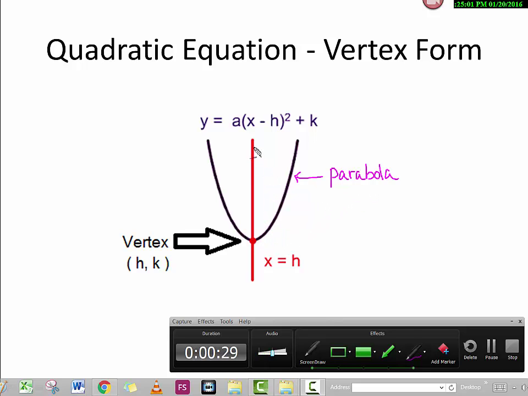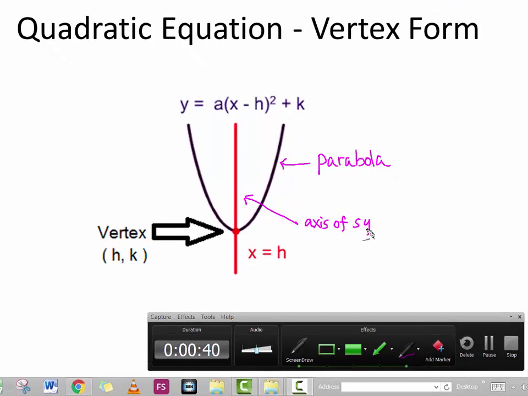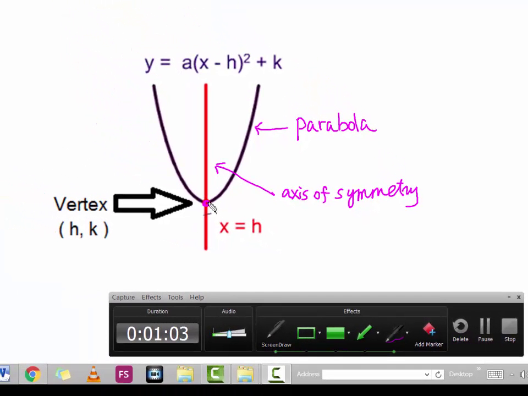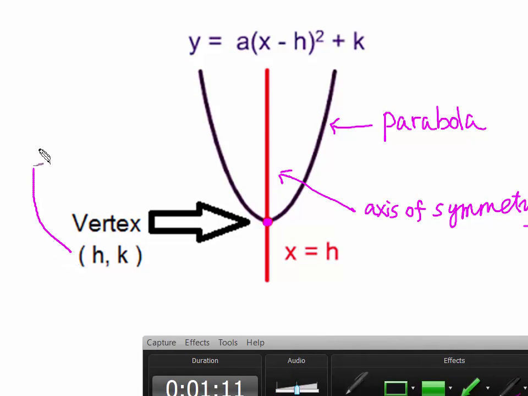The next thing is this line. We call this line the axis of symmetry. The reason we call it symmetry is because it basically cuts the parabola in half, and say if this is a mirror, you can actually overlap one side on the other when you fold it. And of course, this point is a very important point, we call it a vertex. And the coordinate actually comes from the generic formula of the vertex form of a quadratic equation.